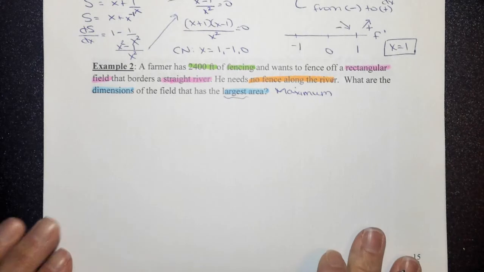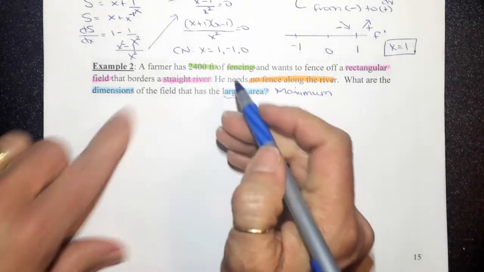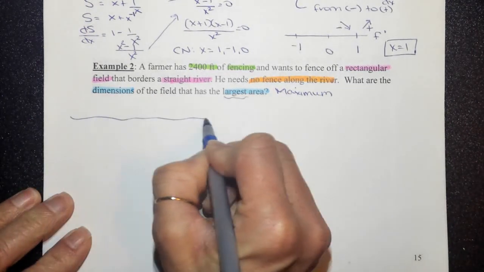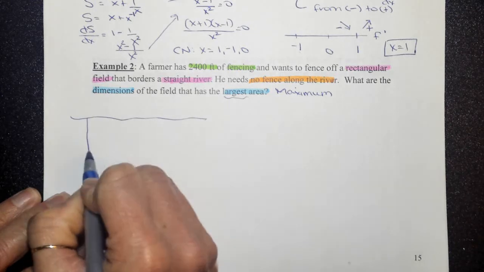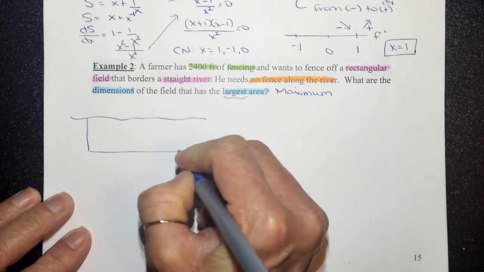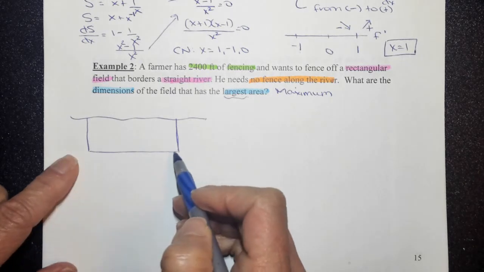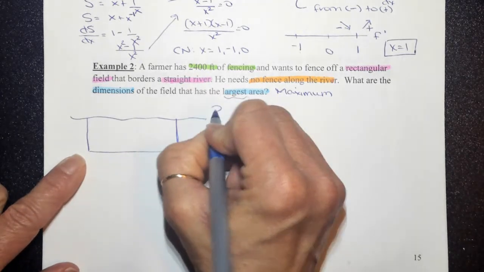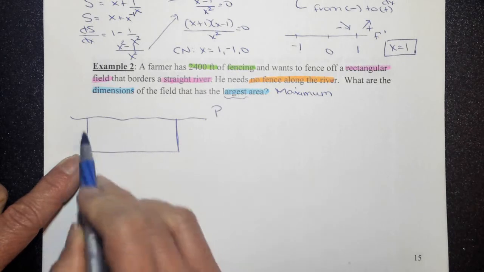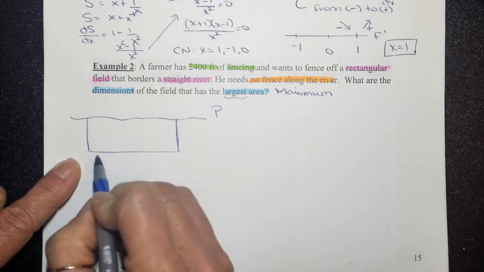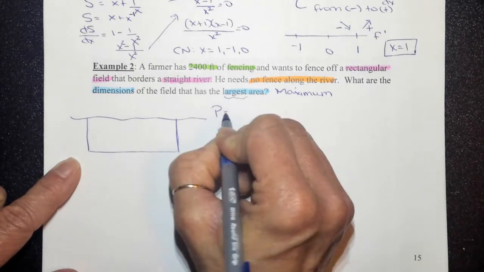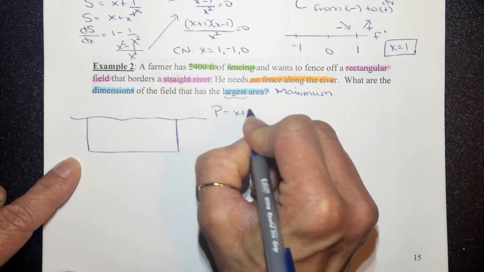Okay, so this is what we're looking for. First of all, if we have this river here and this farmer wants to create a rectangular fenced off area, remember you're not filling this in, so we're dealing with the perimeter. So we know that the perimeter here, if we call this y and we call this x, is really only going to be x plus 2y.